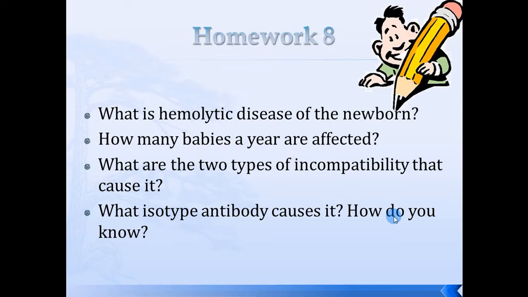How many babies are affected a year by this? And then what are 2 types of incompatibility that cause it? Just tell me the 2 types of incompatibilities that cause hemolytic disease in newborn. And then what isotype antibody causes it, and how do you know? So what's the type of antibody that can actually cause the baby's blood to be attacked? And how do you know? If you want to say lecture, just tell me the slide that you saw before. All right.